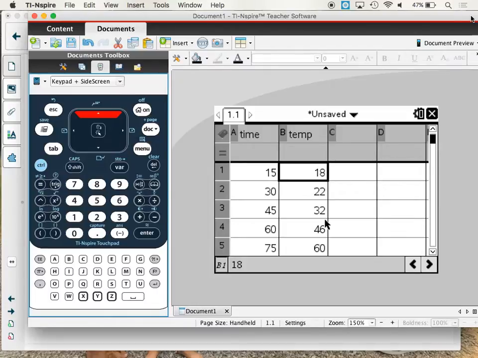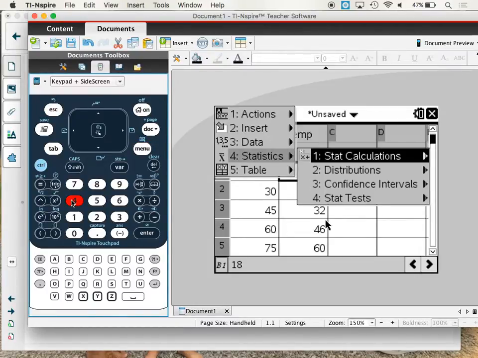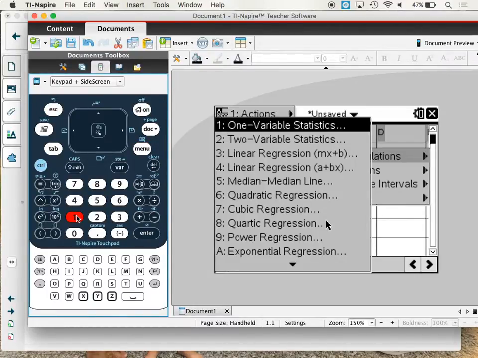Similar to before, we've gone to Menu, and we've gone to 4 for Statistics. We've gone to 1 for Stat Calculations. But instead of choosing 1 this time, we're going to choose option 3. Now, 3 and 4 really do the same thing. The only difference is in 3, the M stands for the slope and the B stands for the y-intercept. In the 4th option, A is the y-intercept and B is the slope. So to not confuse everyone, let's just go right to 3.